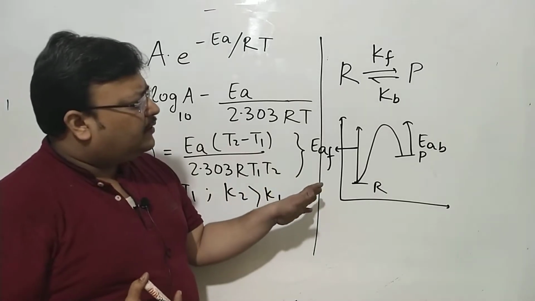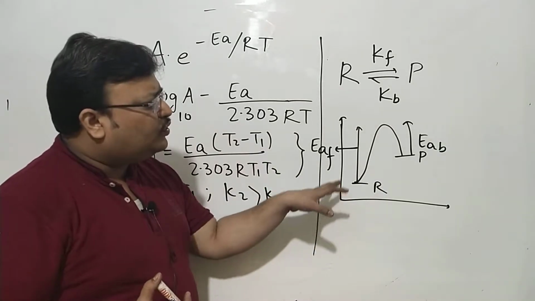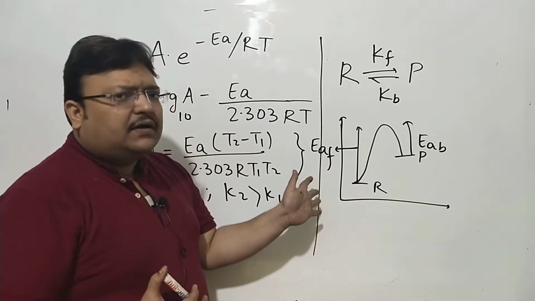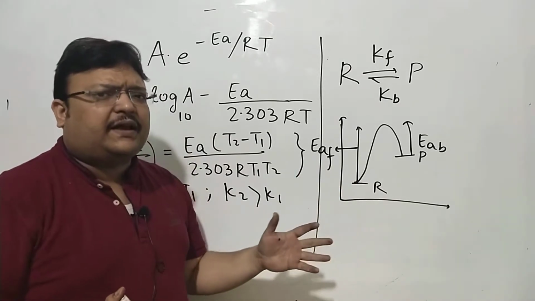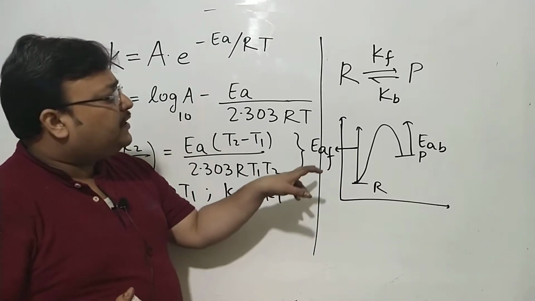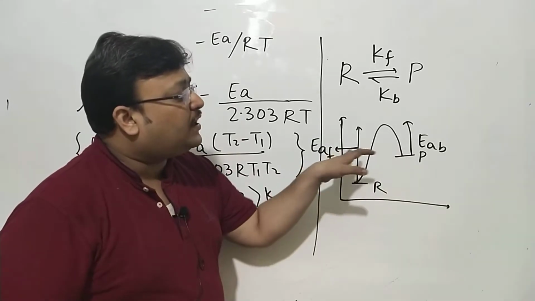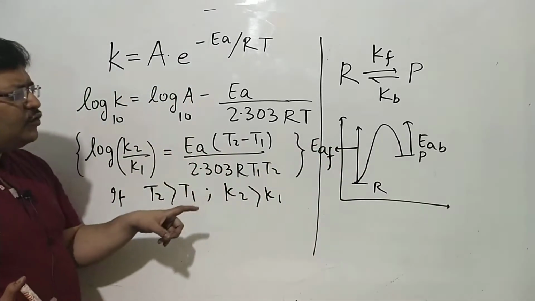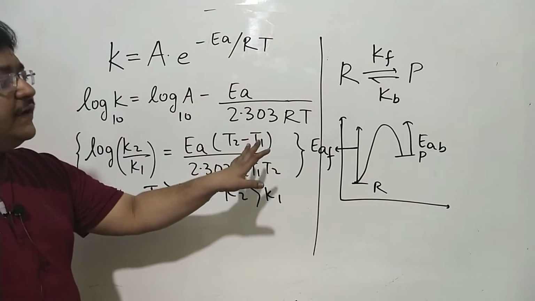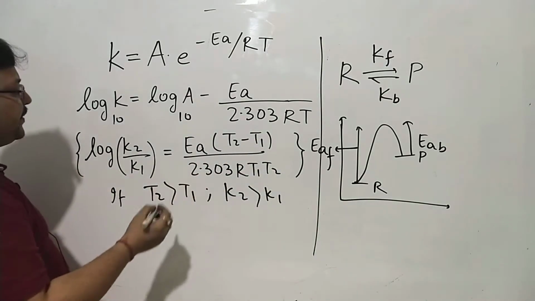So naturally, at some point, we'll know this is for an endothermic reaction. It will be a little different for an exothermic reaction. We'll go into all of that. But the two activation energies are different. And naturally, Kf and Kb will differ differently with change of temperature.